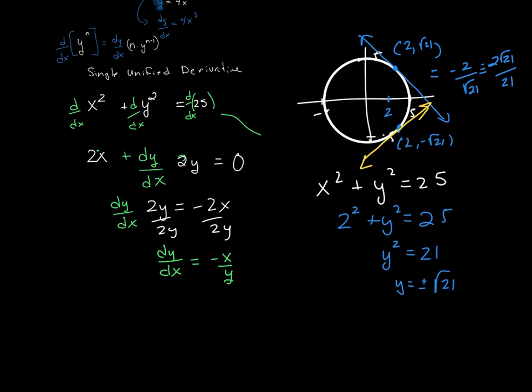Plugging that in will give us negative of 2 over negative the square root of 21, which in this case, when I rationalize it, will give me a positive 2 square root of 21 over 21.